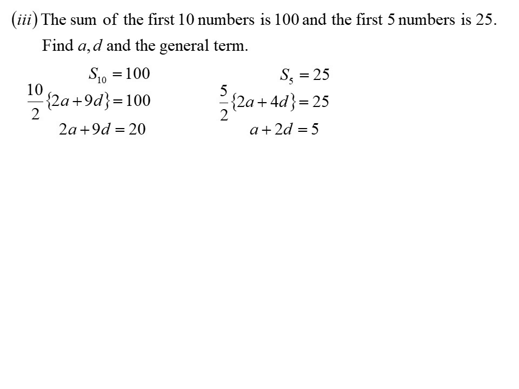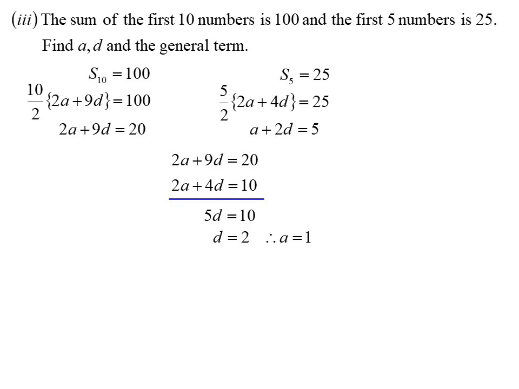We've got simultaneous equations. I've got to find a, I've got to find d. Well, let's make the second one 2a plus 4d so I can cancel the a's. We get 5d is 10. There's our common difference. Sub back in, first term must have been 1.